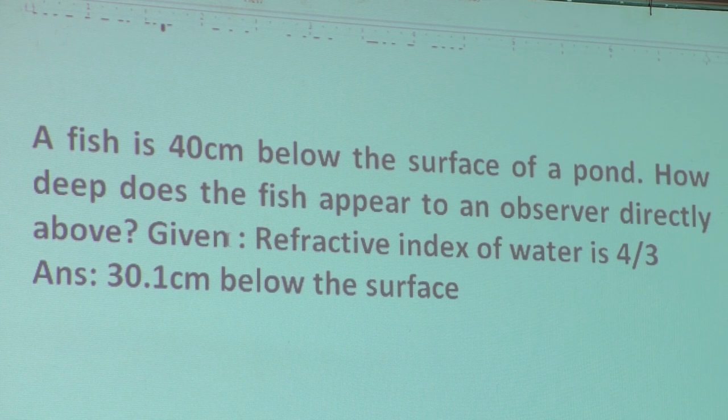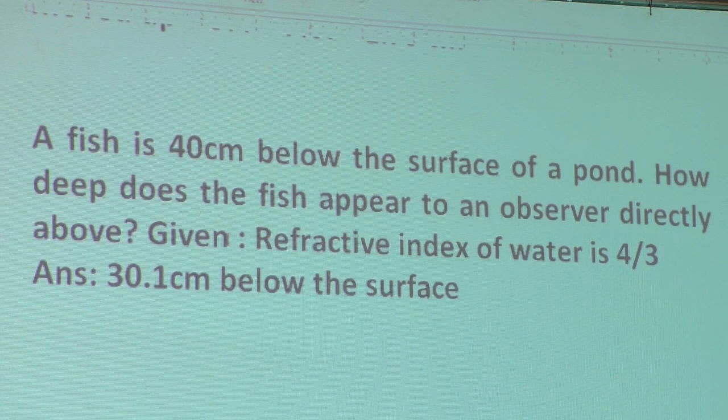A fish is 40 centimeter below the surface of a pond. How does the fish appear to an observer directly above, given the refractive index of water? So n is real depth by apparent depth. Apparent depth is real depth by n.